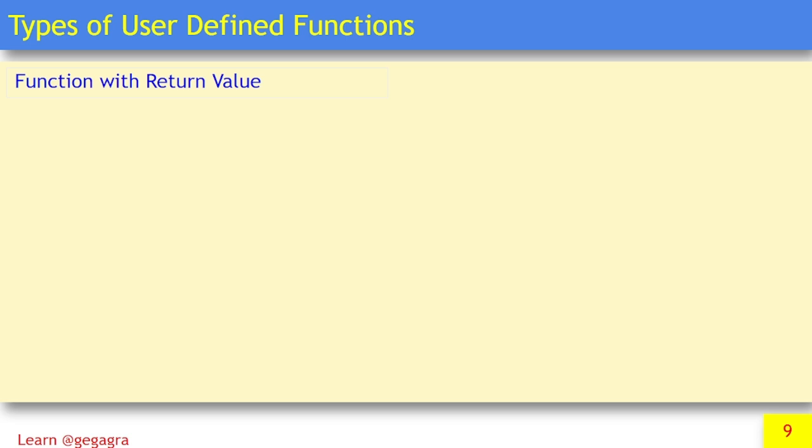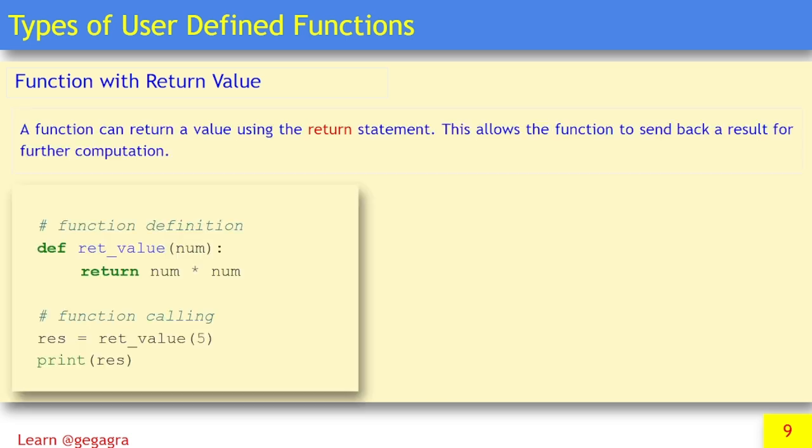And usually a function returns a value. As I told you, when a return statement is not mentioned within the user-defined function, it will still return a value. The value it returns is None if the return statement is not defined. Otherwise it will return whichever value the function is returning. So see here, a function can return a value using the return statement. This allows the function to send back a result for further computation.